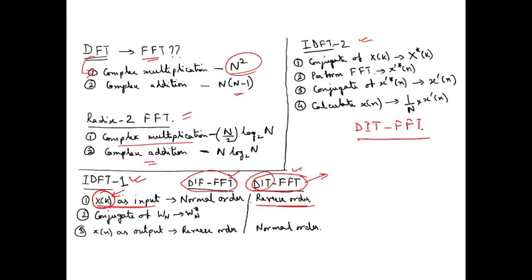But what you are using is the X(k) component, or the frequency component, for computing the IDFT. Are you getting my point? The main thing is that the input will be in the reverse order. Even though you are using DIT-FFT for computing the IDFT, the input would be in the reverse order and our output would be in the normal order. In the case of DIF-FFT, input would be in the normal order and output would be in the reverse order. Then this would be your first step. The second step is that the conjugate of the twiddle factor would be used, and the third is x(n) as output. In DIF-FFT, our output is in the reverse order, and in the DIT-FFT algorithm we have output in the normal order.